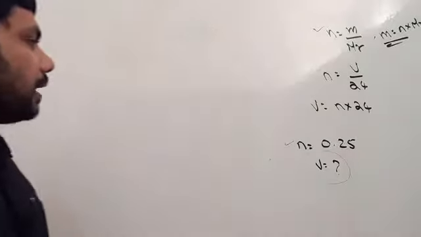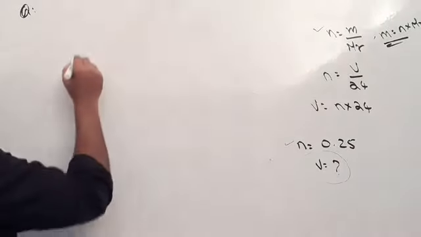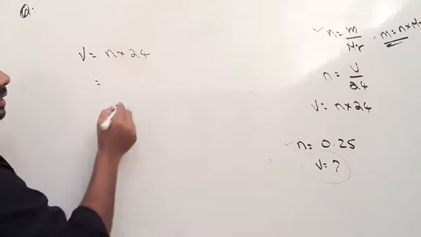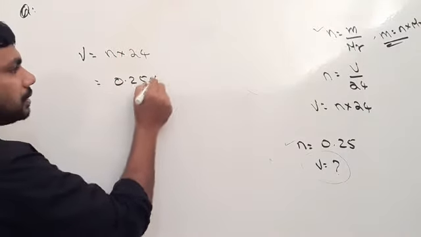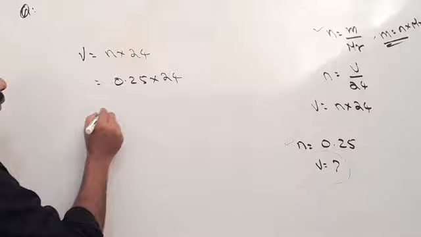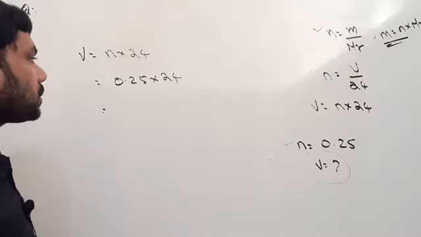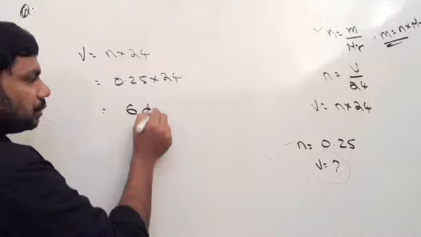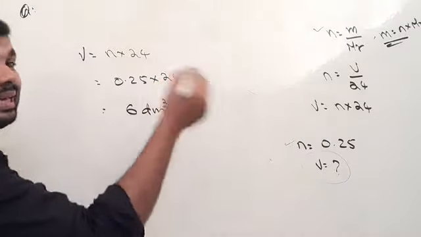So here you have to find volume. Volume equals the number of moles times 24. The number of moles is given, 0.25 times 24. So you will get the answer here: 6 decimeter cube.